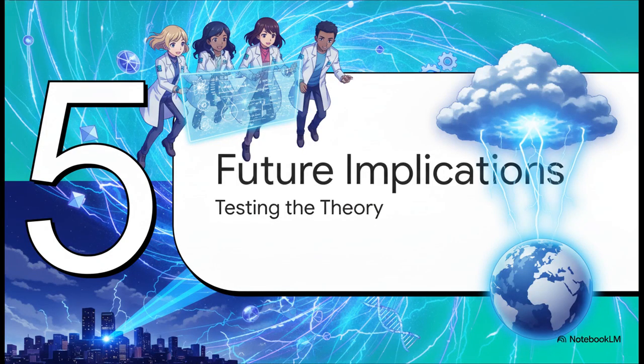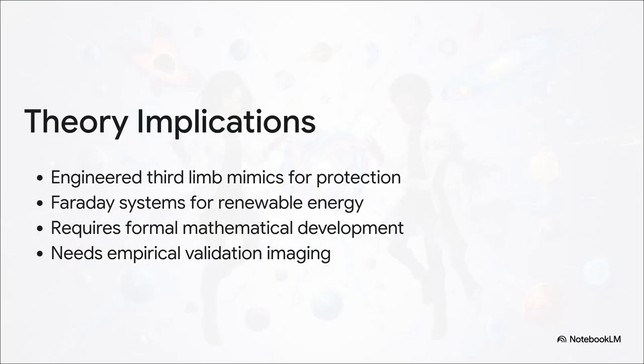Finally, let's look at part 5, implications and future testing. If lightning truly seeks specific geometry, the real-world applications are massive. We could engineer third-limb mimics to safely attract and redirect strikes, totally revolutionizing infrastructure protection, or even develop Faraday systems to capture this as renewable energy. However, we do need to remain objective here. This is highly theoretical. It requires rigorous, formal mathematical development and empirical validation, things like high-speed multispectral imaging, before it becomes textbook science.